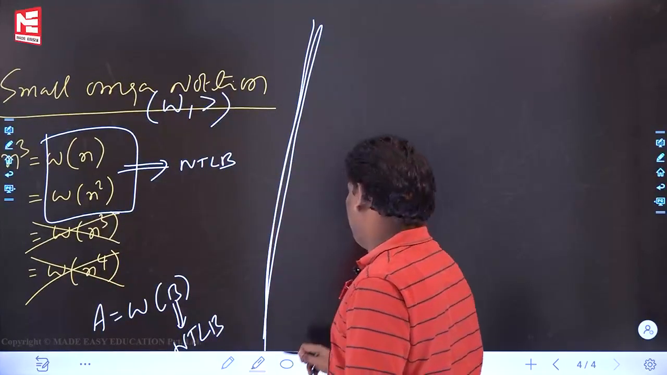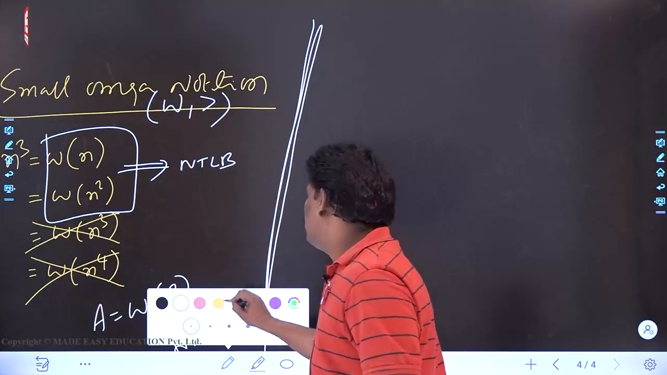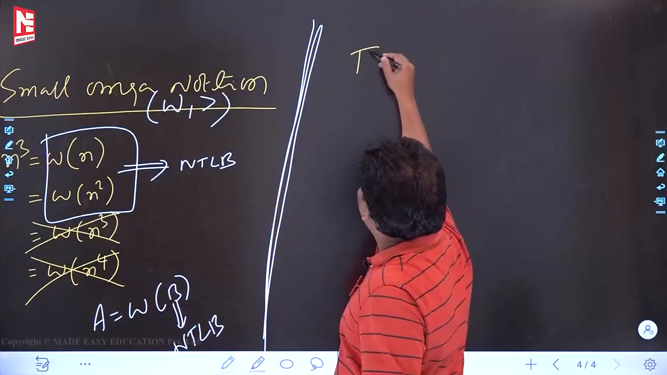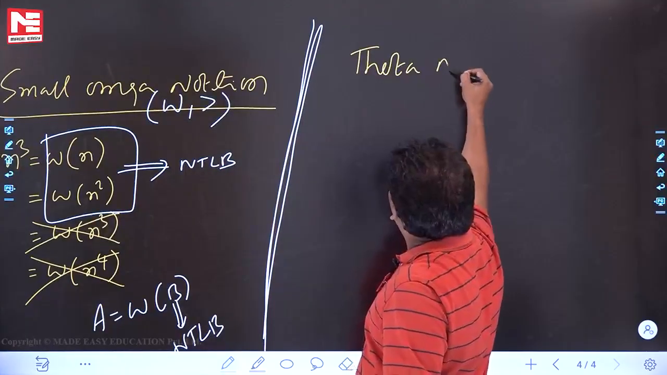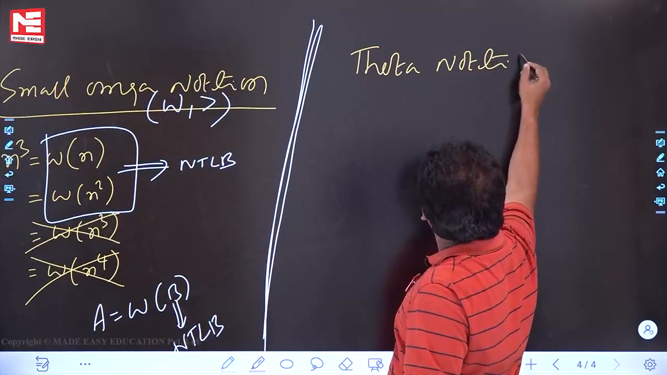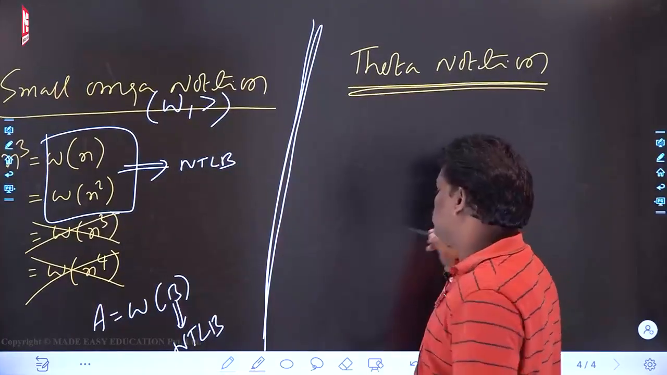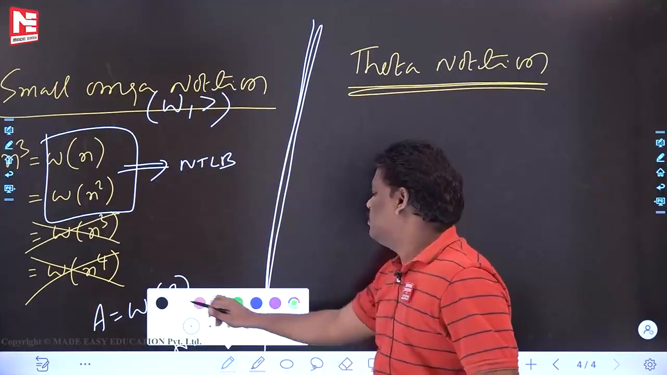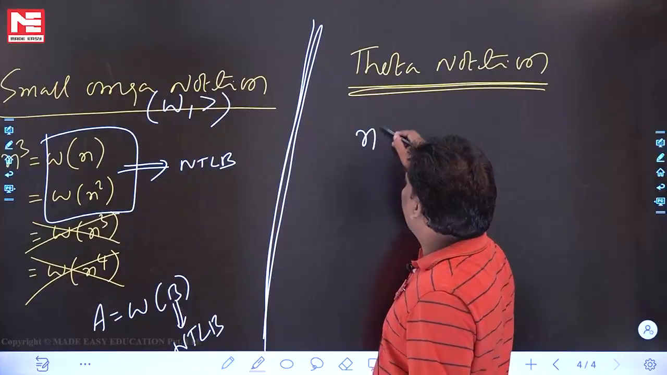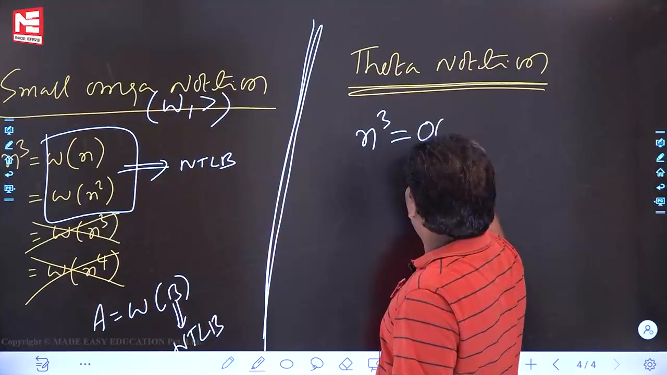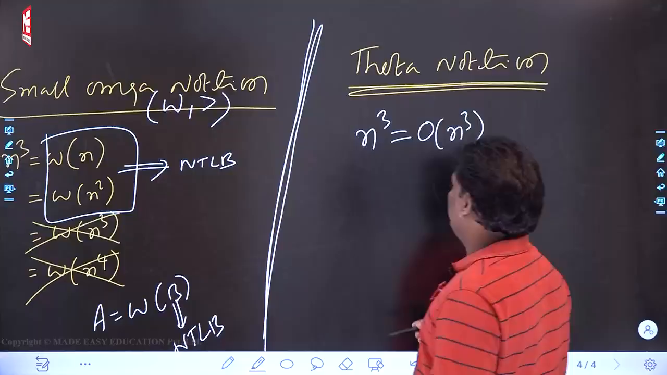Now see the next one. See this also, theta notation. Everyone fine? Let's see this symbol also. Only a small line. See this, theta notation. Can you help me? This is right or wrong? N cube is big O of n cube. Right or wrong? Can you help me?